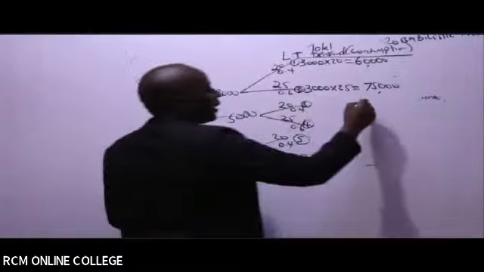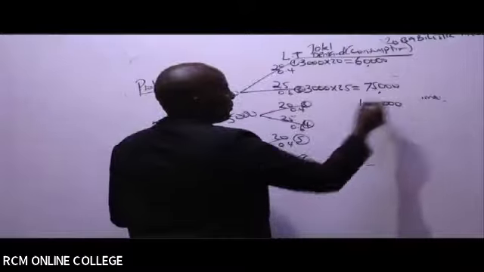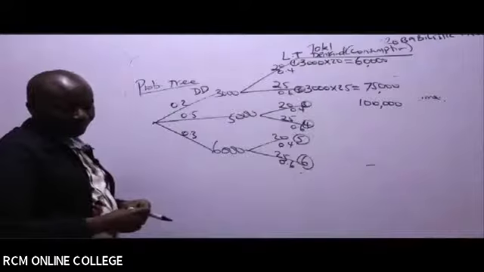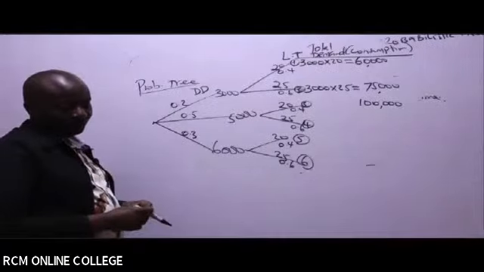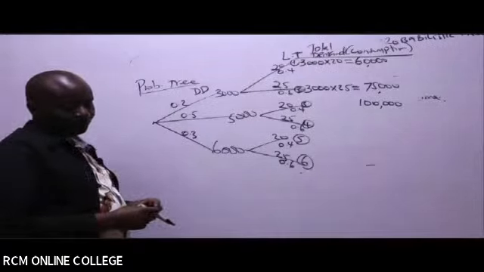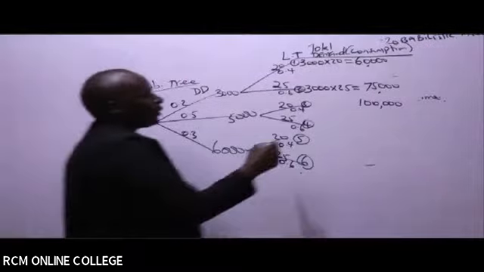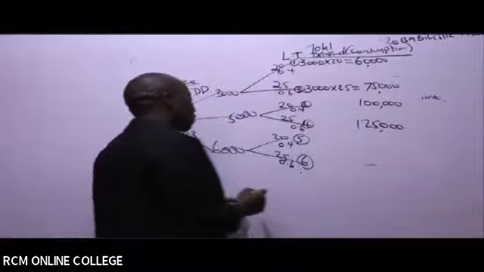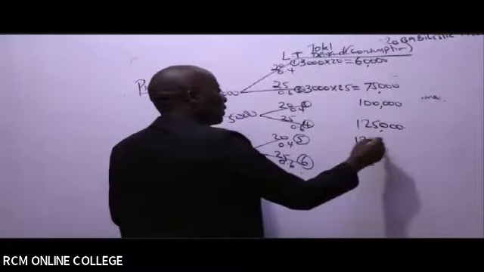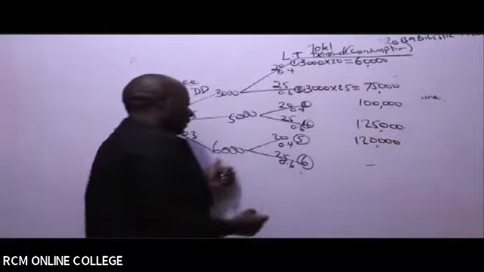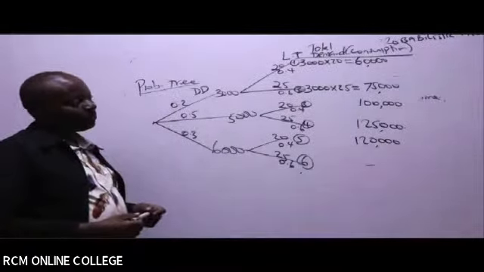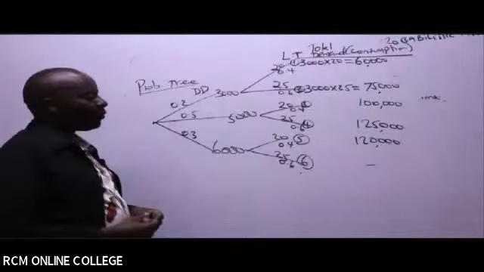100,000. So this is 100,000. 5,000 times 25,000: 125,000. Thank you so much. 6,000 times this is 120,000. This I can see. But 6,000 times 25,000, you have to give me 150,000.